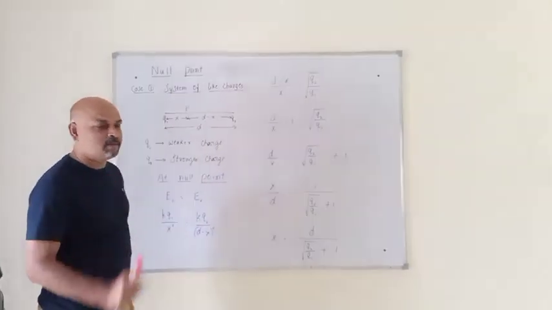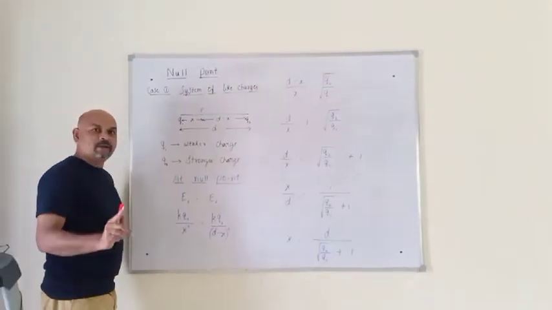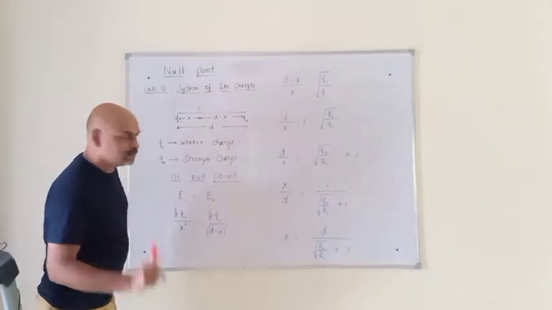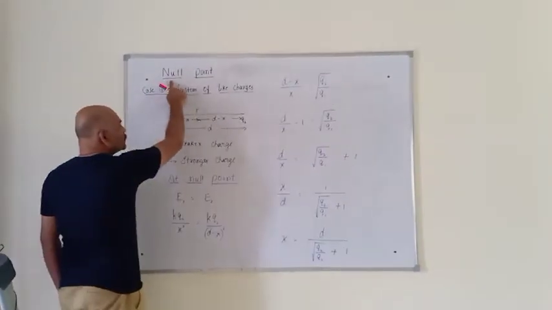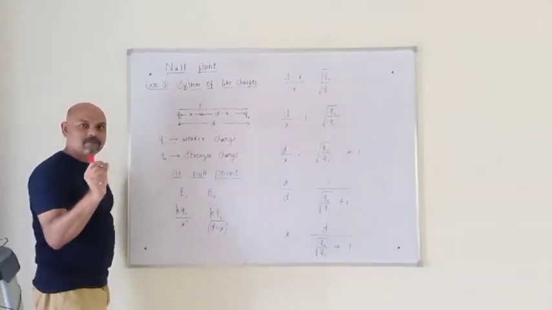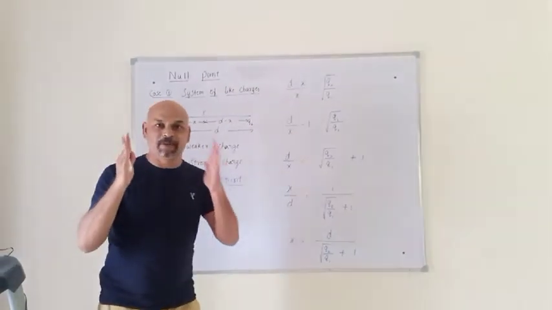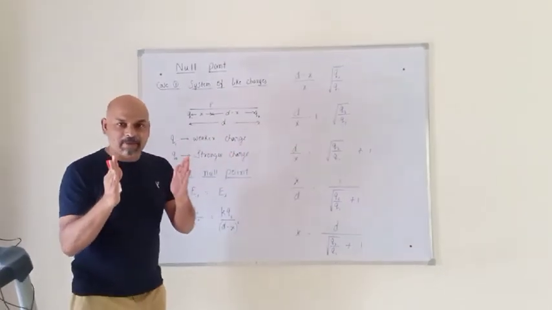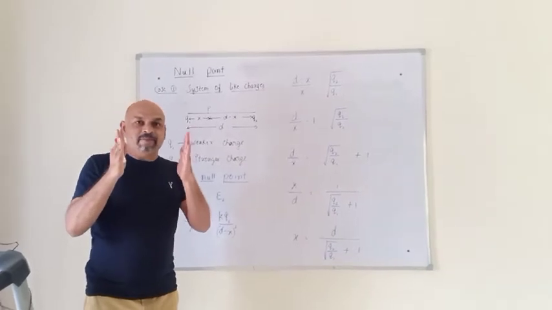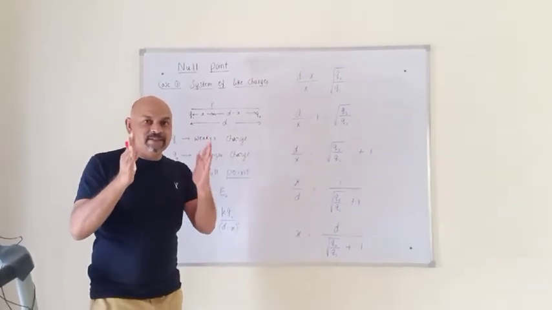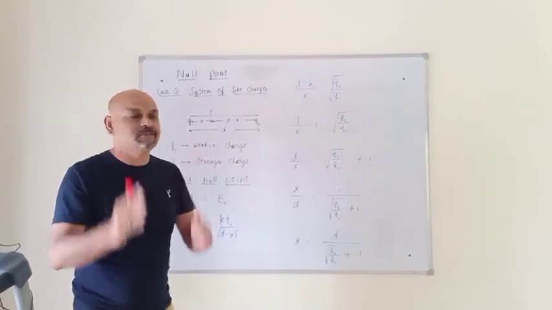Students, I am coming up with short tricks, and today is short trick number 1. Today we will learn about the null point. First of all, what is the null point? Actually, the null point is a point where the net electric field intensity is 0 in a system of charges.